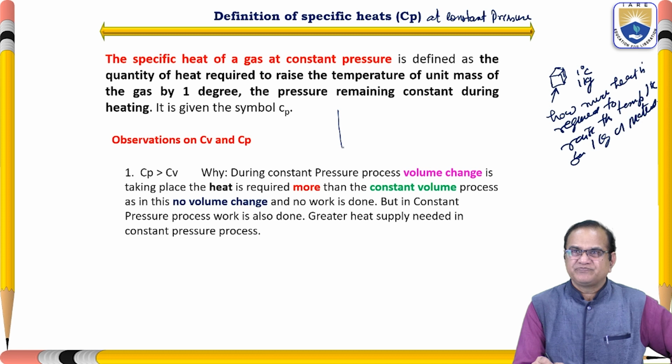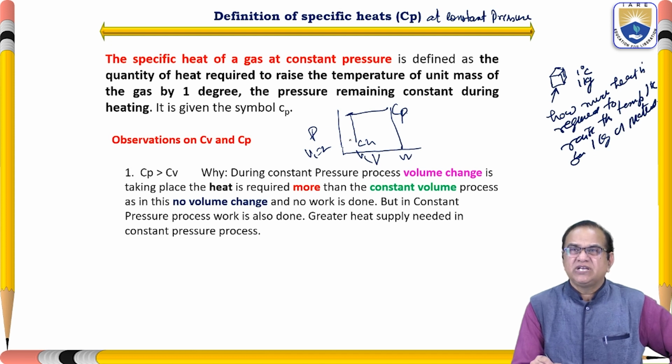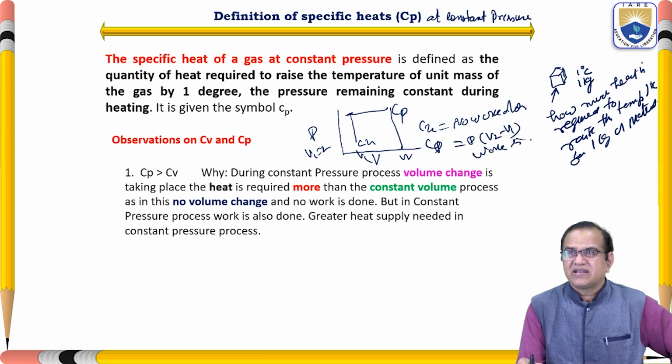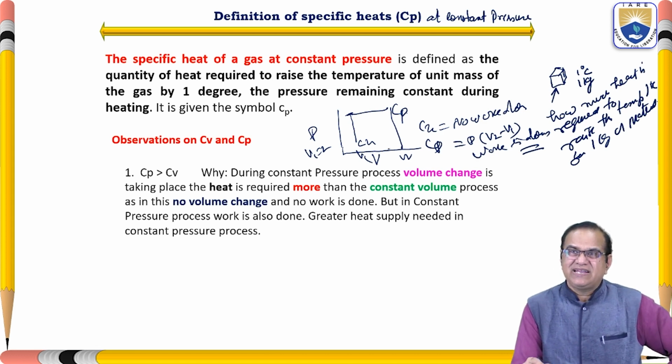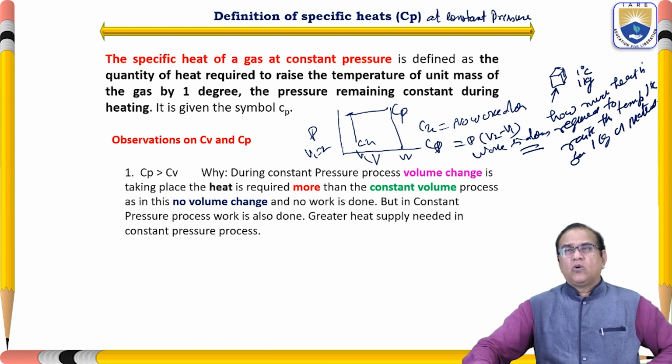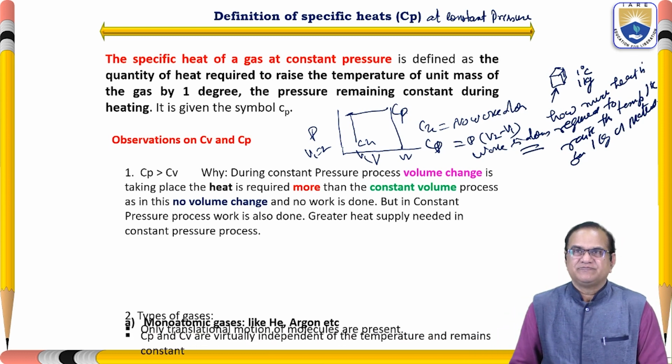If I draw the PV diagram, this is the constant volume Cv and this is the constant pressure Cp. Here the volume changes from V1 to V2, but here V1 is equal to V2, so no volume change. So in Cv, no work is done. But in Cp, work P times (V2 minus V1) is done. So you need to supply more heat in Cp. So Cp is higher than Cv. This is the reason why Cp is greater than Cv.